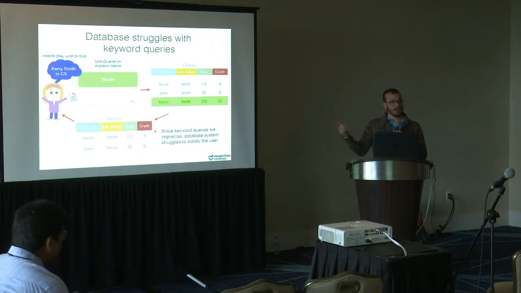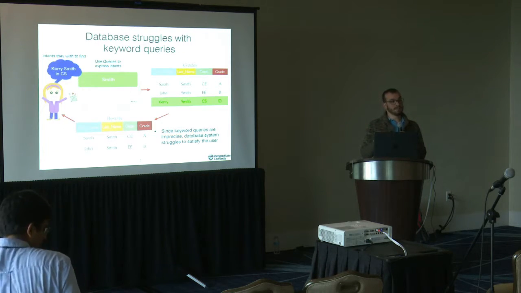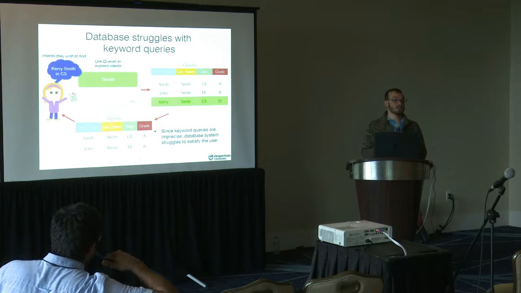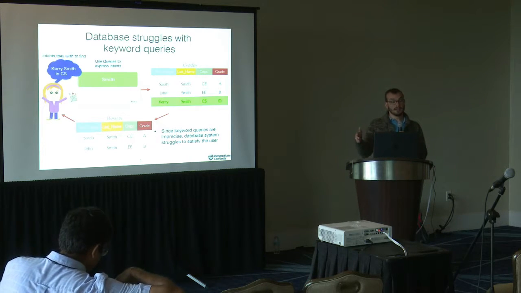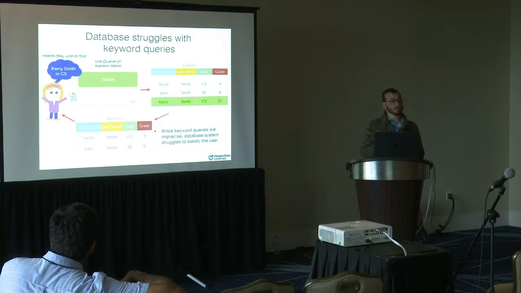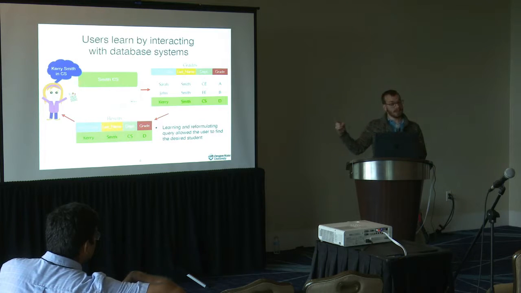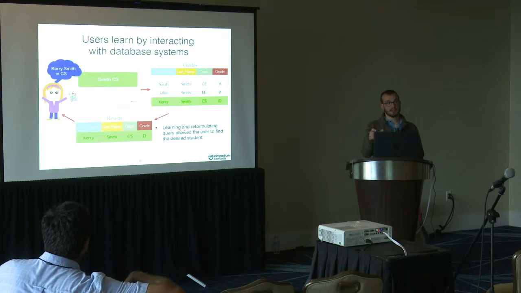The problem, however, now is that the database is going to have a little bit of a difficult time answering the user's keyword query because keyword queries are a bit vague. So here, when the database receives Smith, it's going to return Sarah Smith and John Smith to the user, which isn't what the user is looking for. From that interaction, though, the user can actually learn, and they reformulate their keyword query, so they're making it a bit more specific now. So instead of just Smith, they're saying Smith and CS. And because of that, the database system is able to find the tuple that they're looking for and return it to them, satisfying the user.